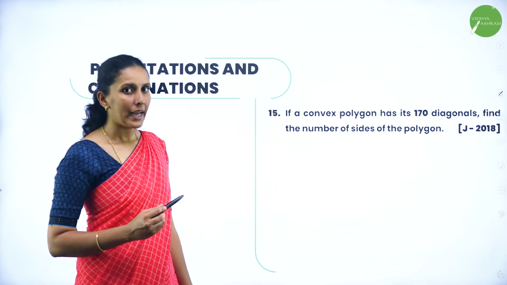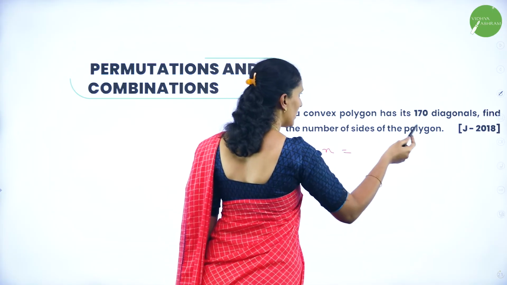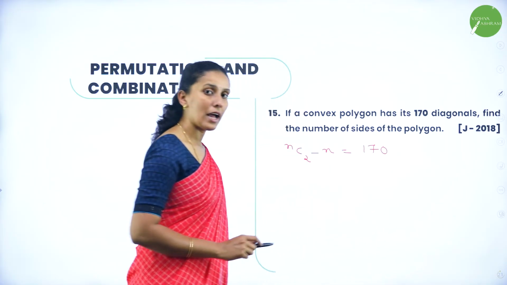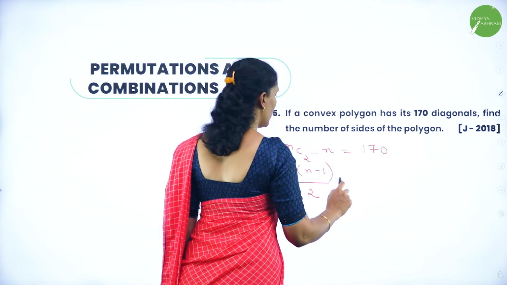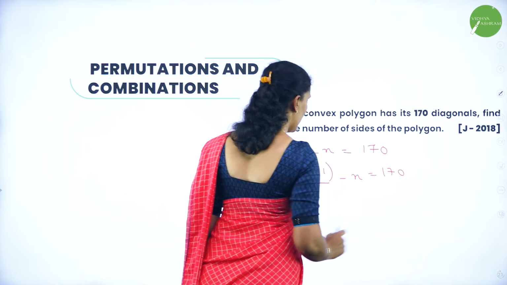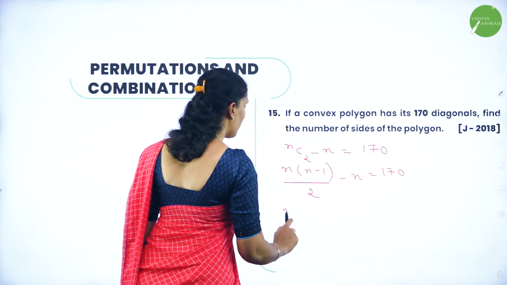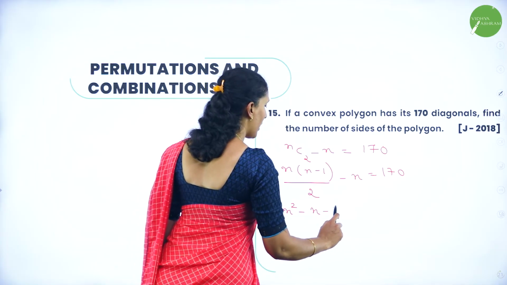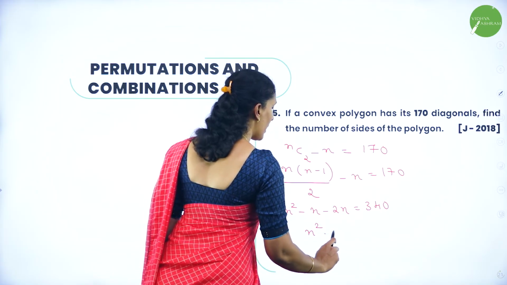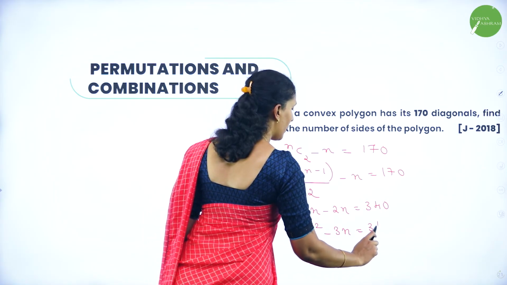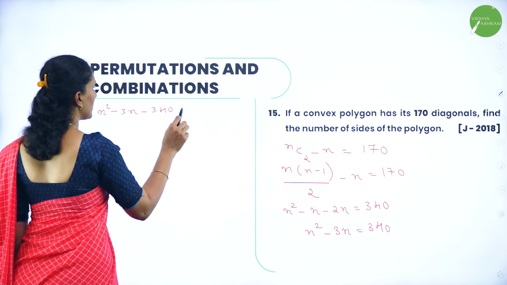So the number of diagonals inside a polygon is given by nC2 minus n is equal to the value. So here the total number of diagonals is 170. nC2 means n into n minus 1 divided by 2, minus n is equal to 170. So let us multiply 2 to the whole equation. So here it will become n square minus n minus 2n is equal to 340. So we will get n square minus 3n is equal to 340. So we will get n square minus 3n minus 340 is equal to 0.